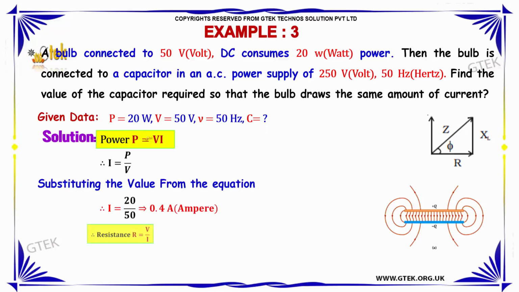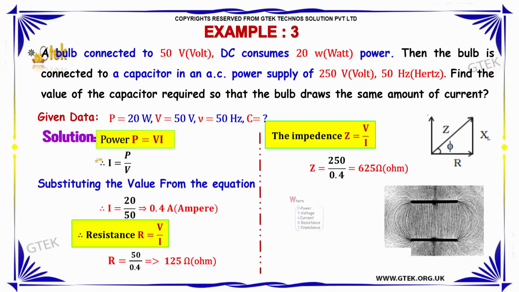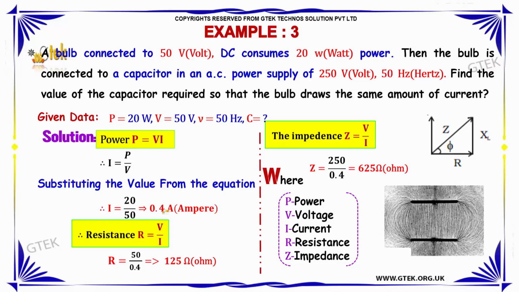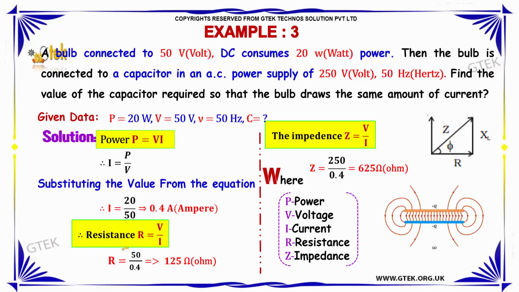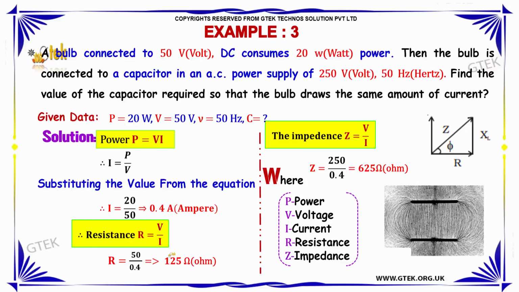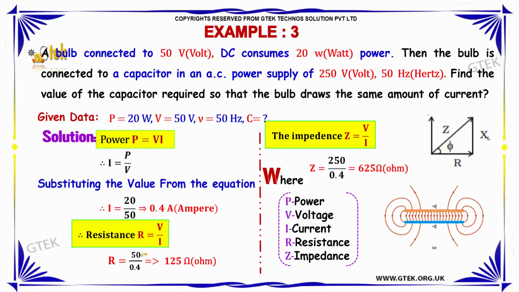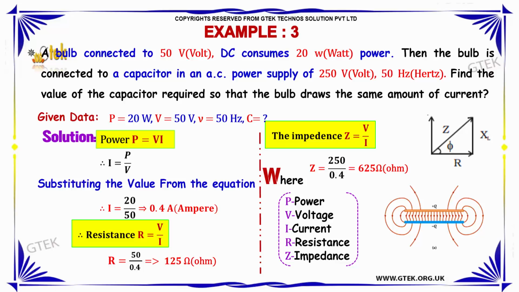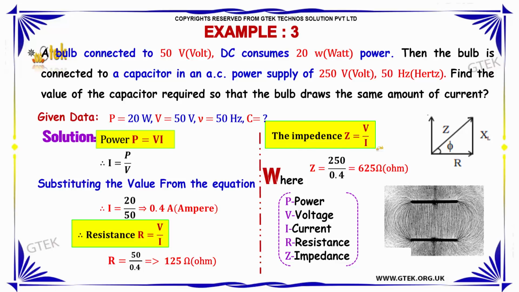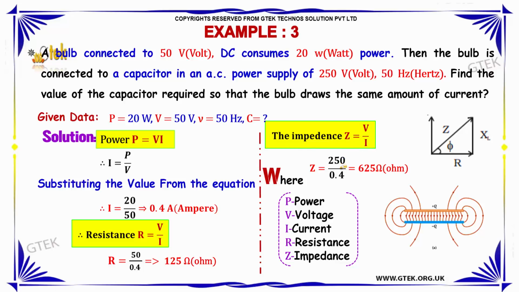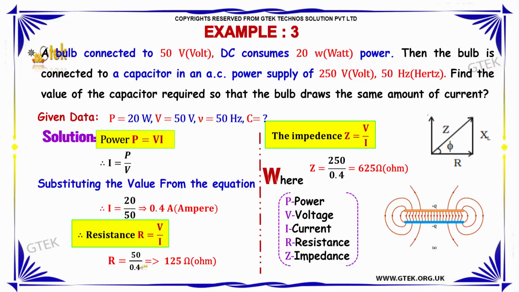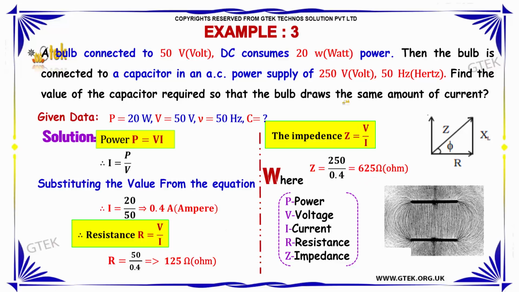So power is equal to V into I. So I is equal to P divided by V. So 20 divided by 50, that's 0.4 ampere. And if you talk about the resistance, R is equal to V divided by I. So R is equal to 50 divided by 0.4, that's 125 ohms. Whereas the impedance Z is equal to V divided by I, which is nothing but voltage as 250 here, divided by 0.4, we get 625 ohms. That's the impedance.